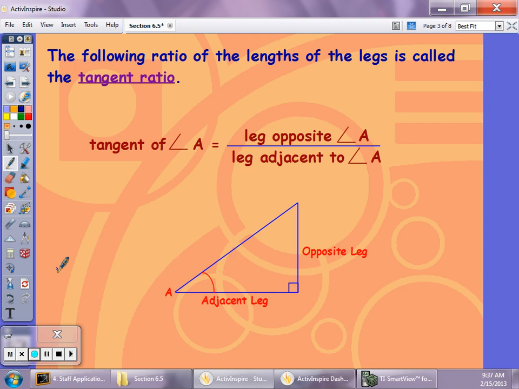The following ratio of the lengths of the legs is called the tangent ratio. We can say that the tangent ratio of angle A is always going to equal the leg opposite that angle over the leg adjacent to that angle.